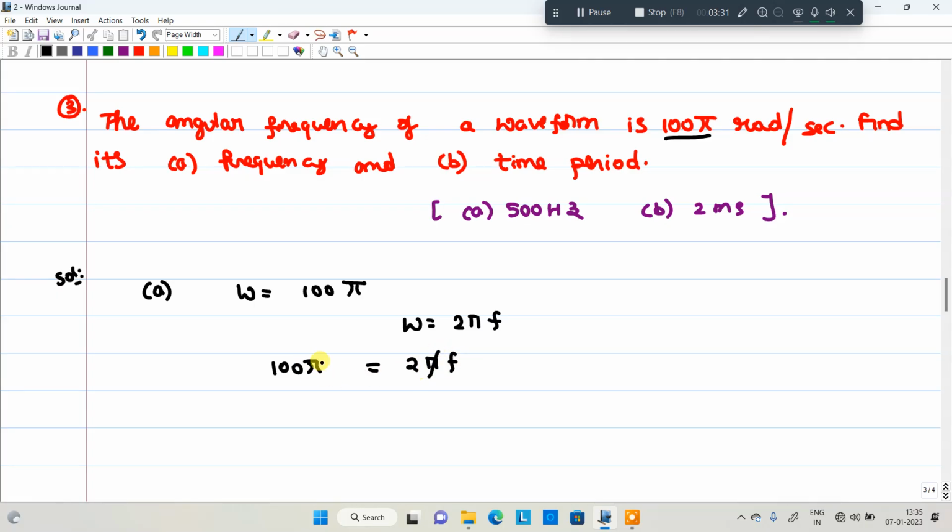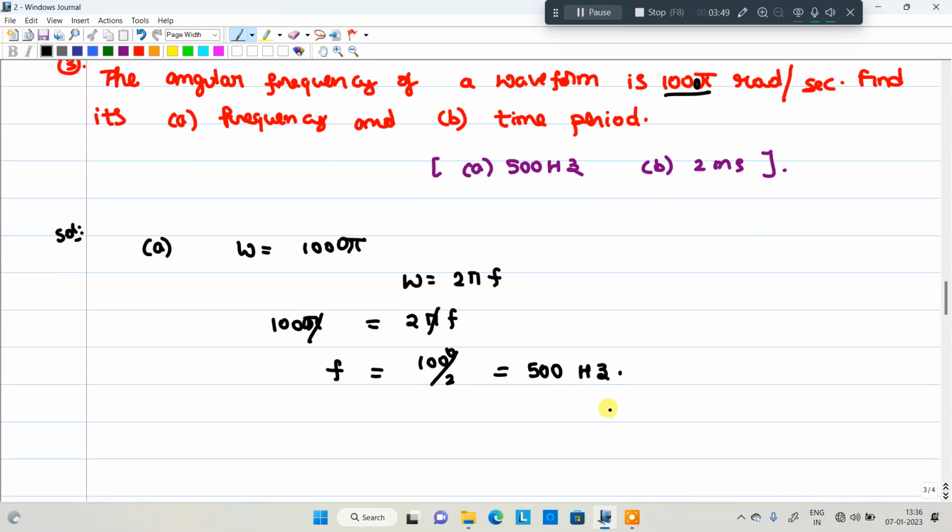From that, pi gets cancelled. F is equal to 100 by 2. That will be equivalent to, what is it, here it is not 100, it is 1,000. I'm sorry, it is 1,000. 1,000 by 2 will be equivalent to 500 Hz. Clear? So this is about the first bit.